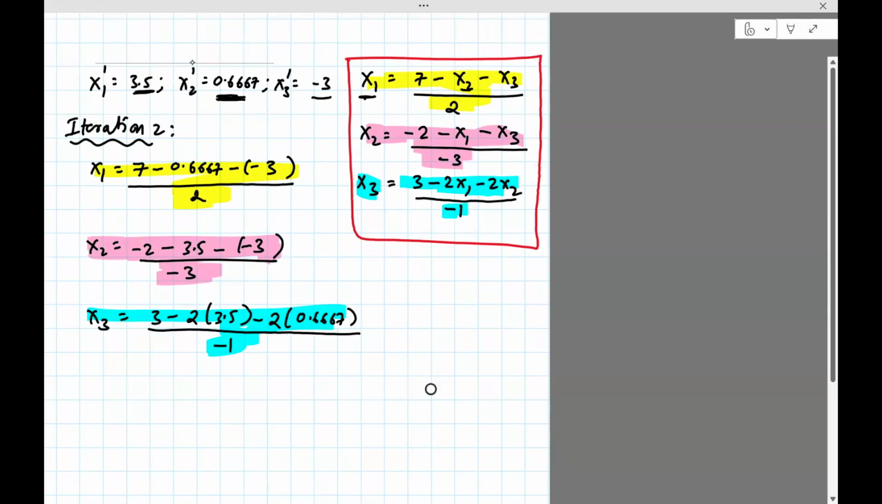Okay, so it's a bit of number crunching, but you get 4.6667, 0.8333, and 5.3334.